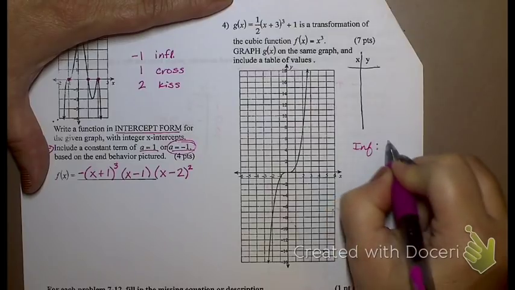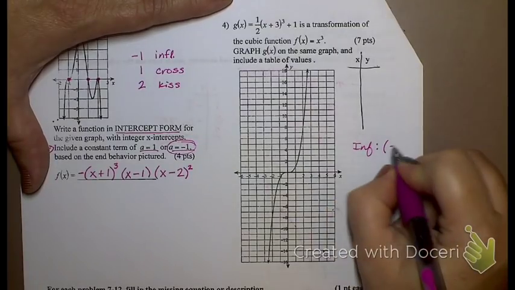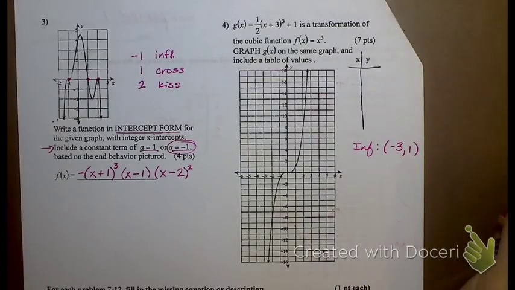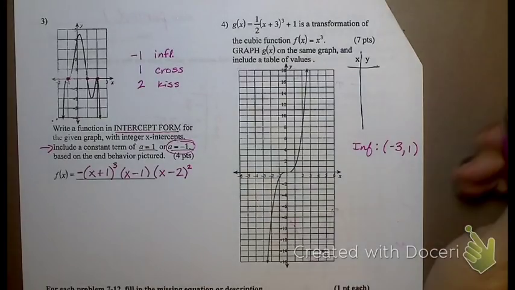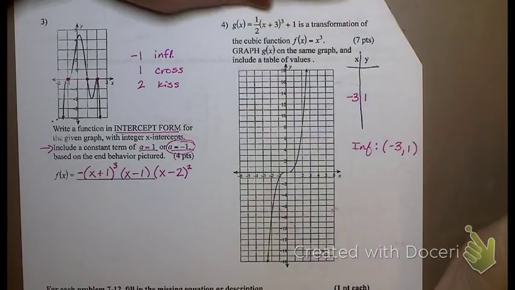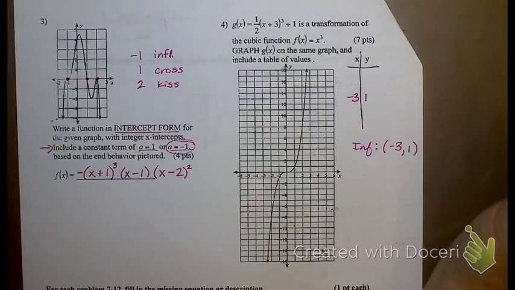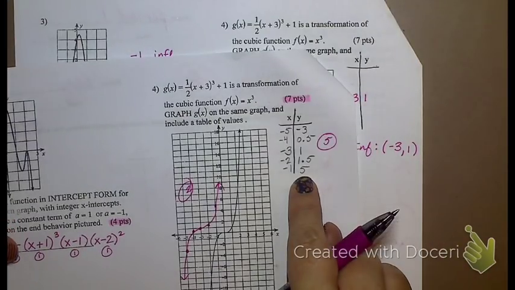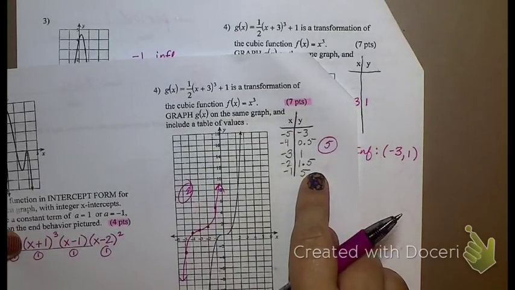What's your inflection point? -3, 1. If my inflection point is -3, 1, where do I put that on my XY table? In the middle. I do expect to see 5 points on your table. If you look at my answer key, I have 5 points listed for your XY table because I want to see that you were plugging in stuff the way you were supposed to.